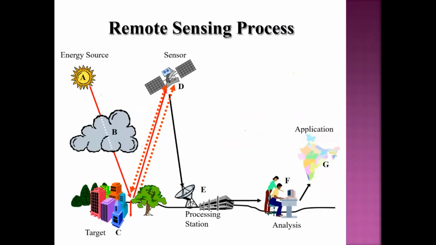Here in this image you can clearly understand what we need for the remote sensing process. Here you see an energy source. In nature, the sun is the main source of energy. The sun is emitting energy, which goes through the atmosphere, where it has collision or scattering with the clouds.